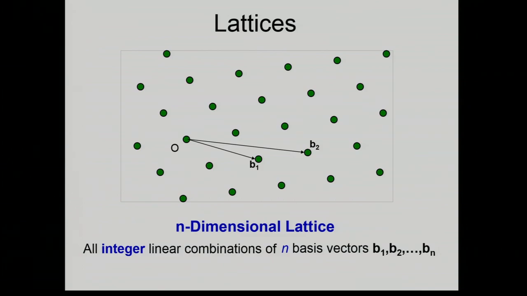And that is that. Here you have b1 and b2. You take all integer linear combinations. You get things like b1 plus b2, b1 minus 2b2. You can keep going, right? That gives you an infinite set of vectors. That's a lattice. Okay, great.